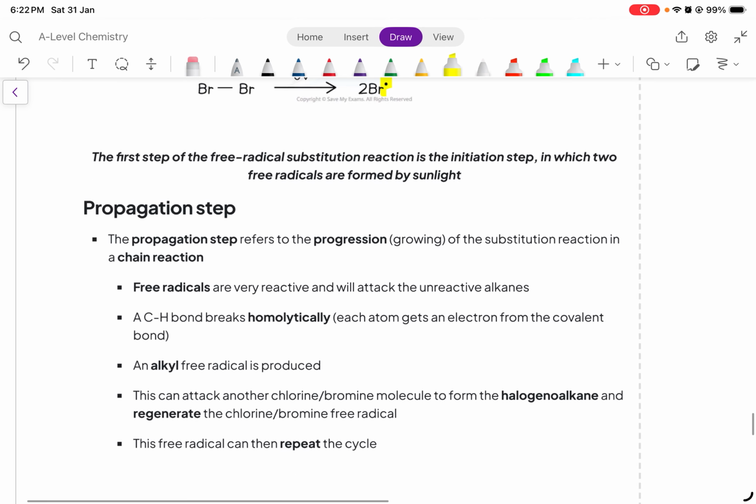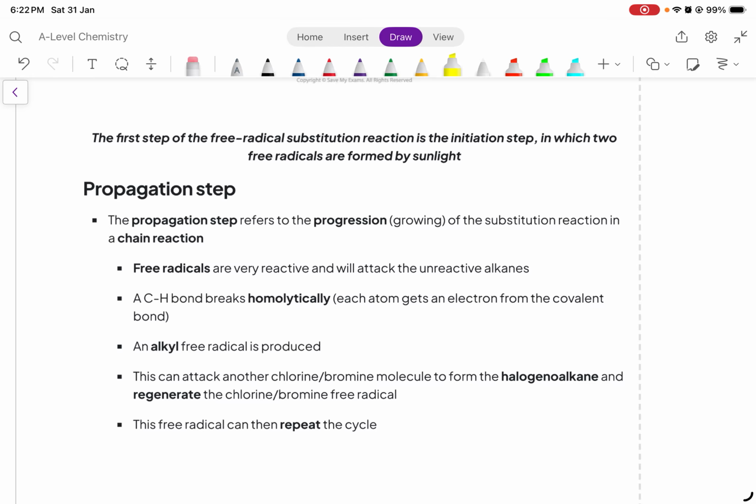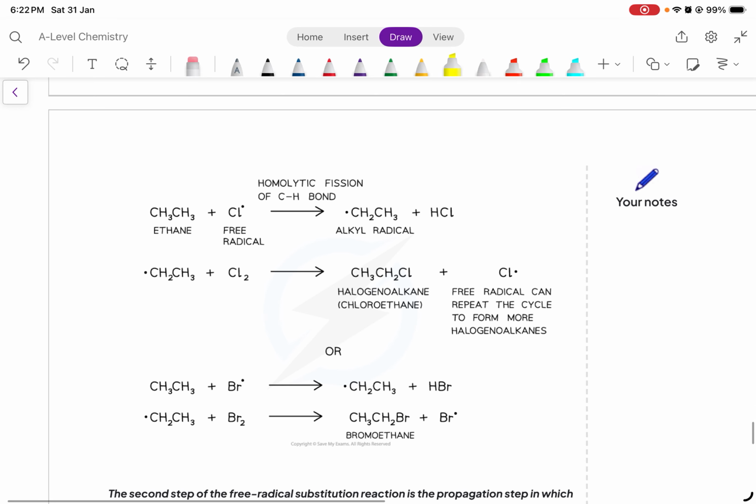Now, what about the propagation step? The propagation step comes from the word progression, so it is growing. That means the substitution is happening here. Let's have a look at what happens. We break the bond, and then the chlorine finds an ethane. It says, I need to find a hydrogen. If it is a free radical, it wants to find a hydrogen, so a hydrogen from the ethane goes to the chlorine side, and it becomes HCl.